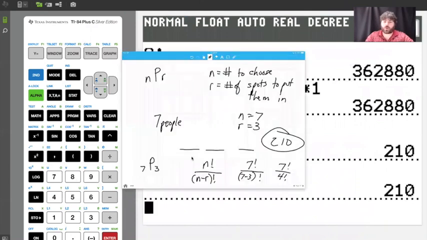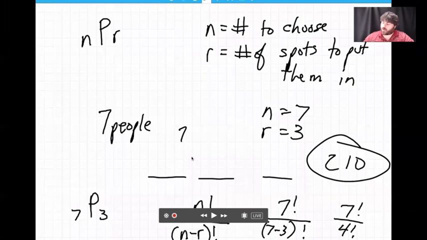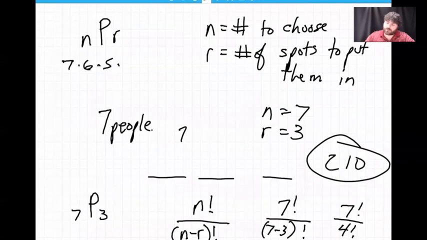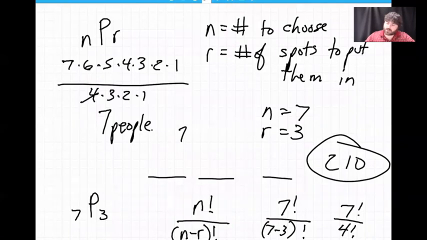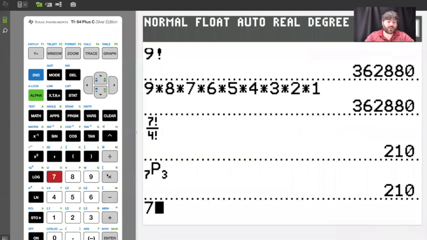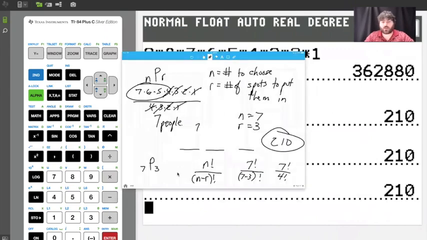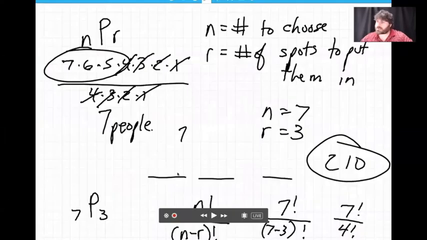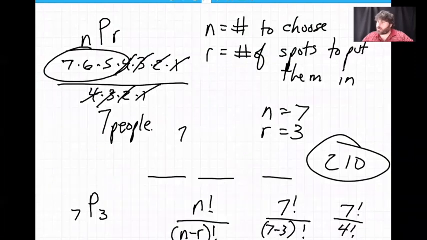Okay. Now, of course, you could do it by hand. 7 factorial is 7 times 6 times 5 times 4 times 3 times 2 times 1. And 4 factorial is 4 times 3 times 2 times 1. All you got to do is cancel out the 4 with the 4, the 3s, the 2s, and the 1s, and it leaves you with 7 times 6 times 5, which if I get on my calculator, 7 times 6 times 5 is going to be 210. So that's kind of the way to do it by hand. But I think the calculator is just about as easy. Okay, so don't forget you can use your calculator and use it when order matters. Those are the 2 big things.